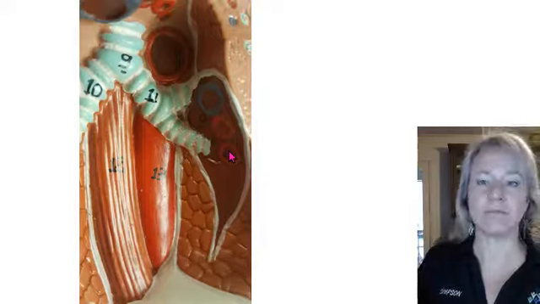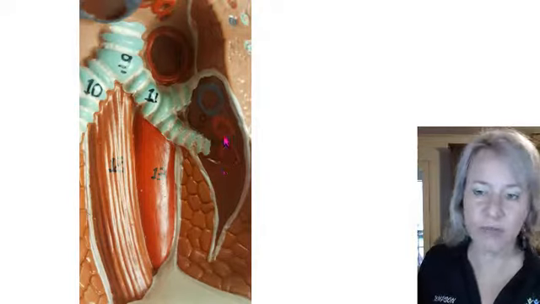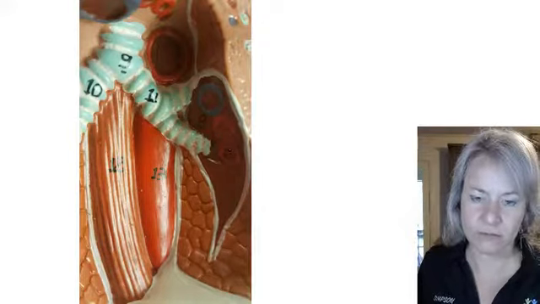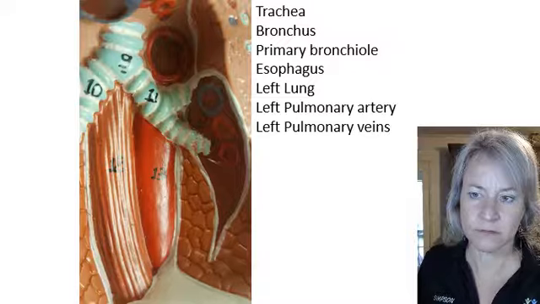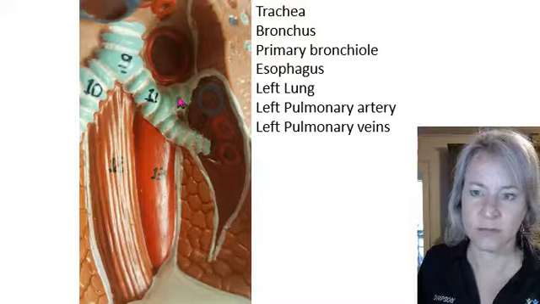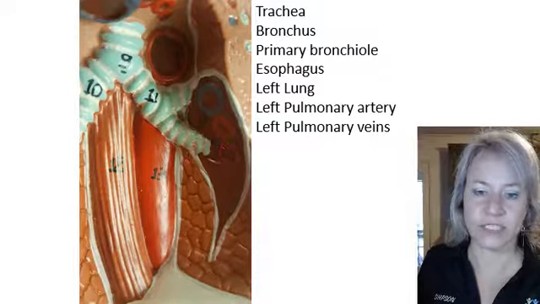So veins bring blood to the heart. So these are pulmonary veins. They're bringing oxygen back to the heart. Pulmonary veins. So: trachea, the right and left bronchus, primary bronchiole, esophagus, the left lung, left pulmonary artery, and then left pulmonary veins.